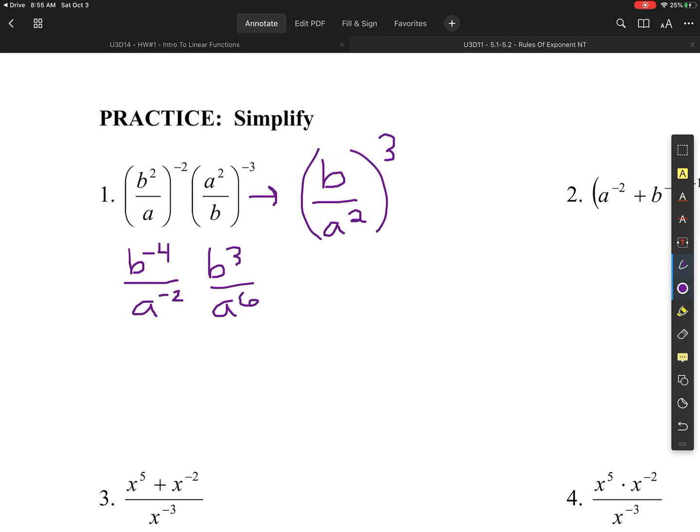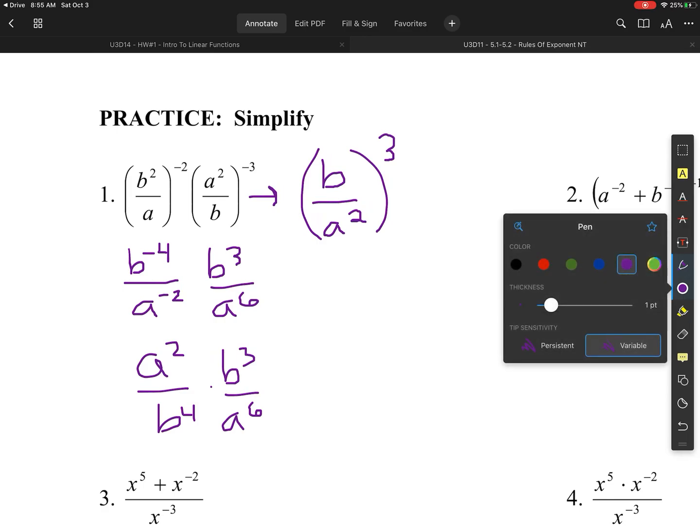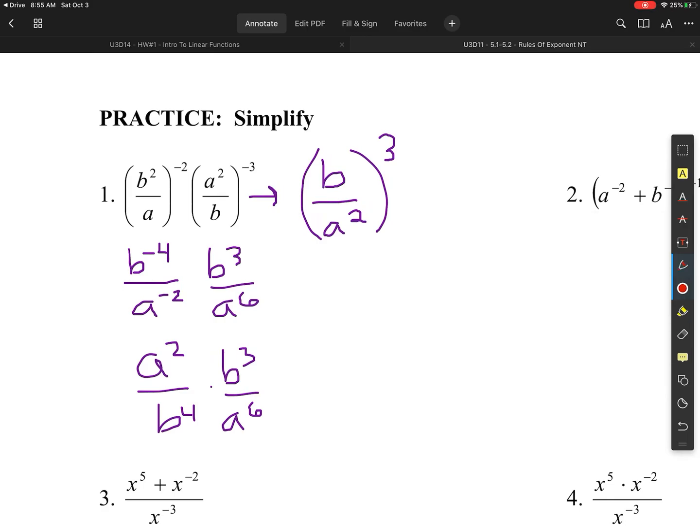I don't want to work with any negative exponents. So I'm going to rewrite my left fraction. A squared over b to the 4th times b to the 3rd over a to the 6th. All right, now here I'm going to do some canceling. All right, so you could cancel vertical, you could cancel diagonal. Can't cancel horizontal. I'm going to cancel out both a's and leave myself with a to the 4th down here. I'm going to cancel out all 3 b's and leave myself with just b to the 1st down there. By doing that, my final answer is 1 over b a to the 4th. That's what I got for that one.